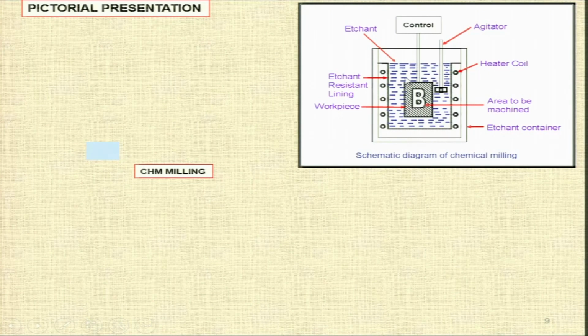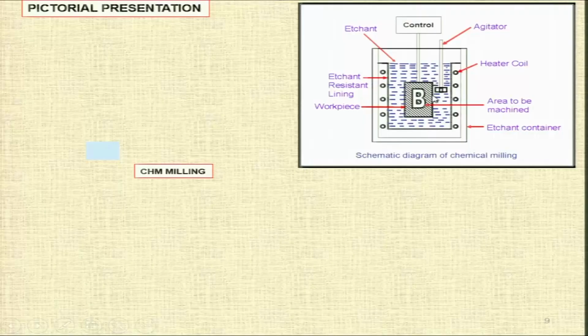This lining is the etchant resistant because you are having the etchant over here, and this etchant should not react with the container. Here is the heating coil to control the temperature of the etchant, because temperature of the etchant is going to control or going to affect the material removal rate. And then you have the agitator or stirrer, because whatever reaction products are formed, they should not get accumulated at a particular place. So you need the agitator or stirrer so that it gets distributed in the whole etchant bath. And this is the area to be machined, and this is the etchant container.